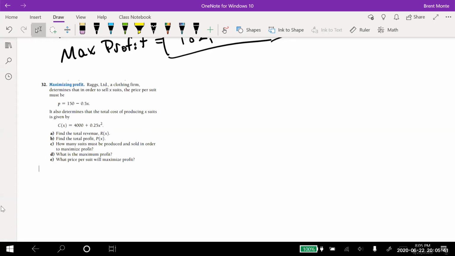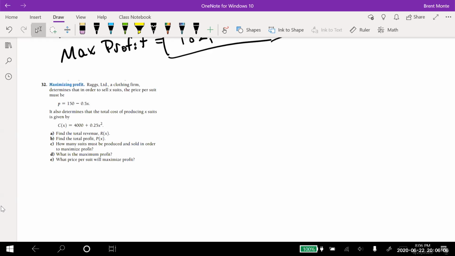Maximizing profit. Rags Limited, a clothing firm, determines that in order to sell X suits, the price per suit must be, and they give us a price function. It also determines that the total cost of producing X suits is given by, and they give us a cost function. Find the total revenue, find the total profit, how many units must be produced in order to maximize profit, what is the maximum profit, what price per suit will maximize profit.